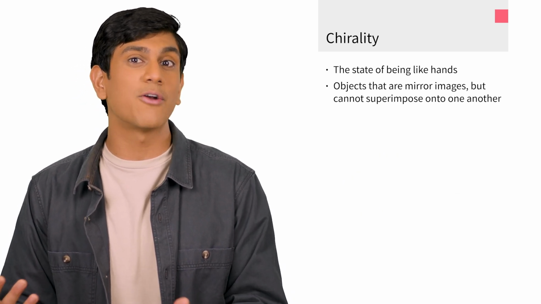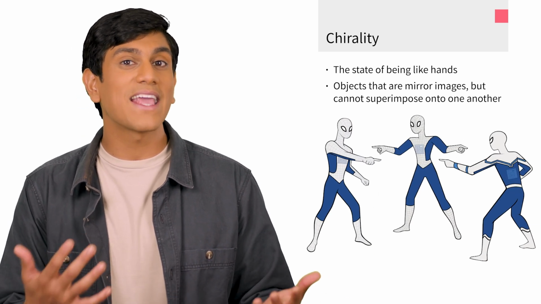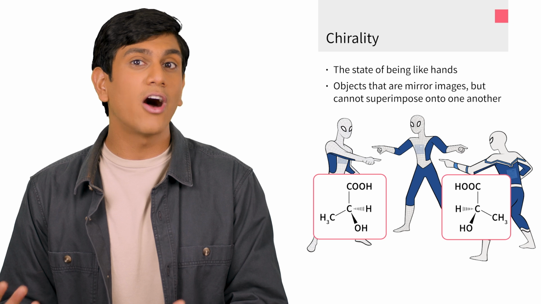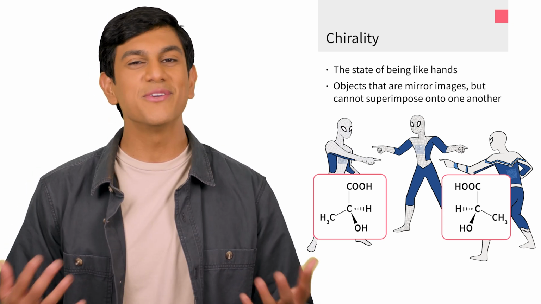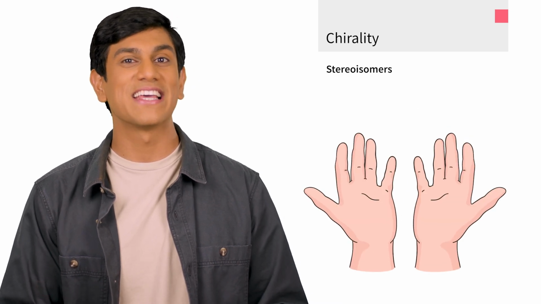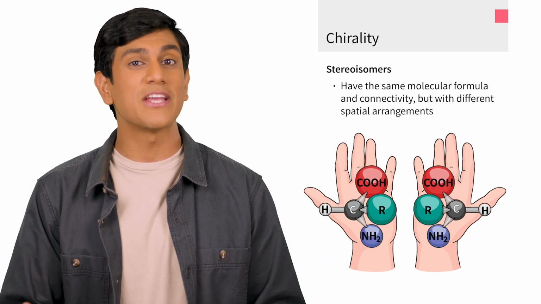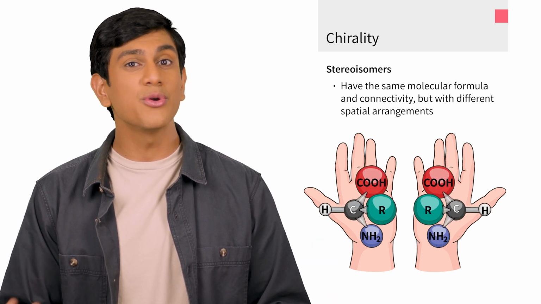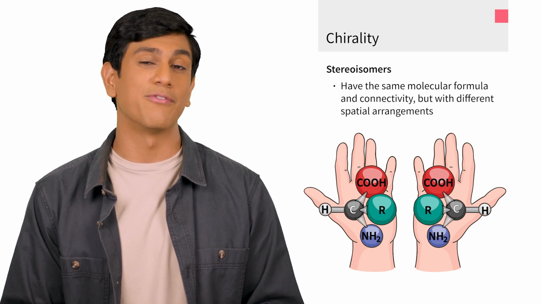So what chirality describes are objects that are made of identical parts with identical connections, but that cannot superimpose onto their mirror partners in three-dimensional space. Using a term from organic chemistry, this means that chiral molecules are stereoisomers. That is, they have the same molecular formula and the same connectivity, but their spatial arrangements differ. You can refer back to the Introduction to Isomers module if this idea is unfamiliar.